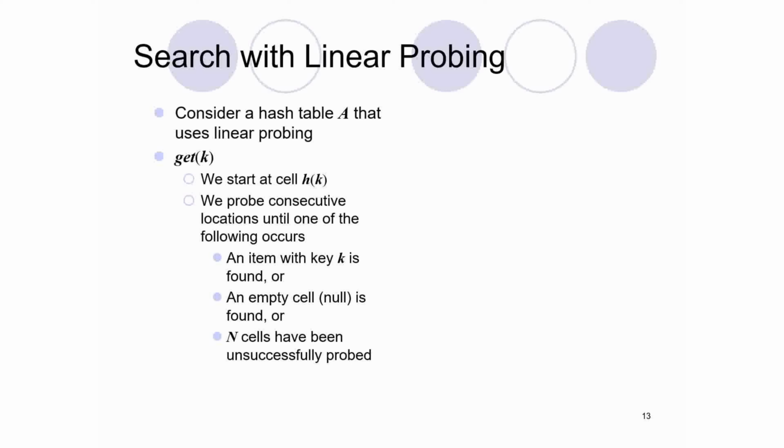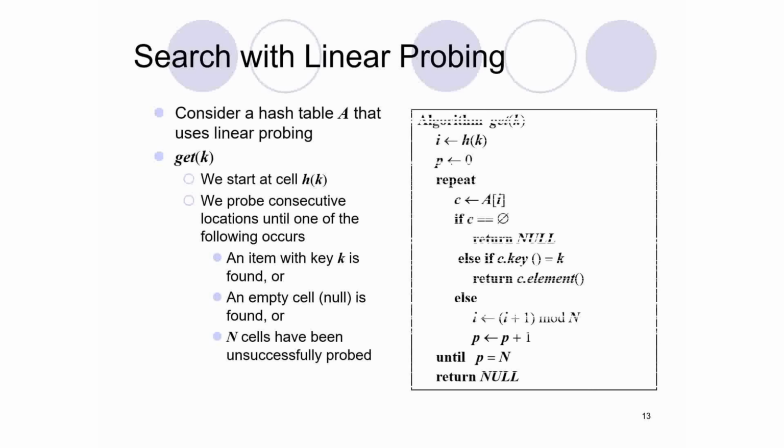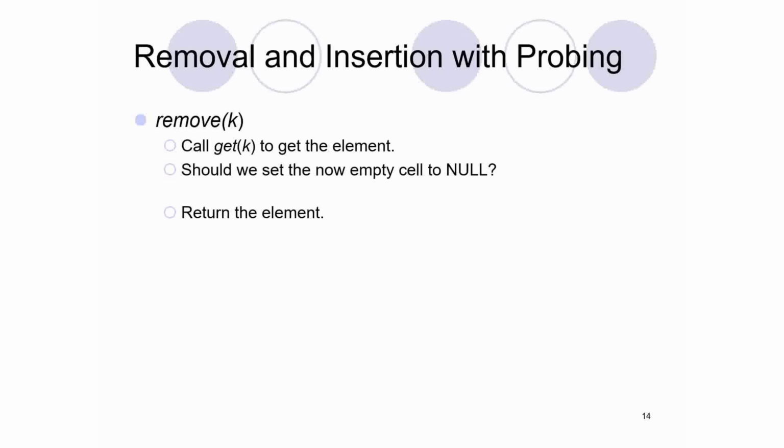Search with linear probing. Consider a hash table A that uses linear probing. To get K, we start at cell h(K). We probe consecutive locations until one of the following occurs: an item with key K is found, or an empty cell is found, or N cells have been unsuccessfully probed.